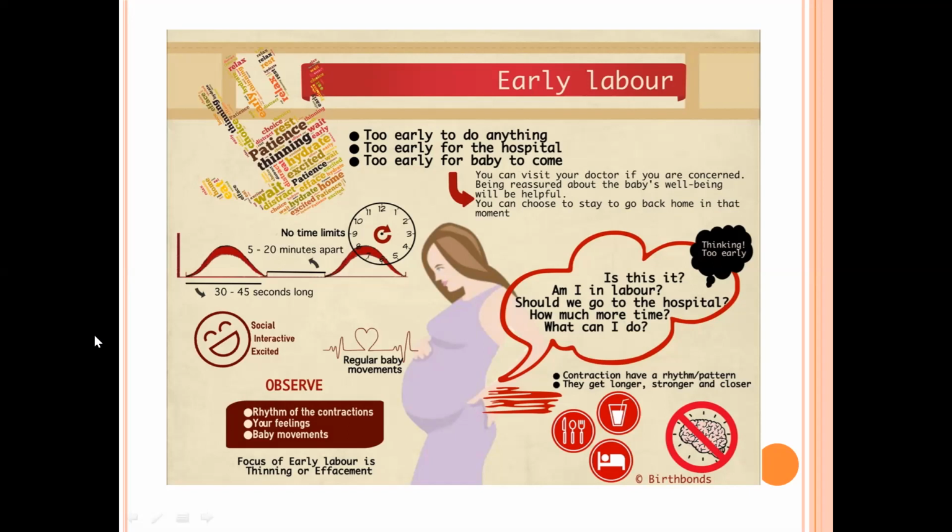So we're looking at a time period. Now, some moms may start labor 5 minutes apart, but it's only 30 seconds. So what is it? It is too early to do anything. Too early to go to the hospital and too early for the baby to come. There is nothing to panic and jump up and down about because it cannot be.